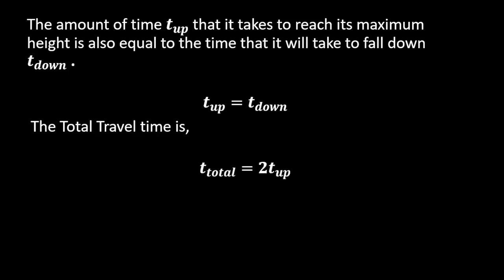The amount of time of an object in upward motion, or t up, is also equal to the time that it will take to fall down, or t down. Since the time to get up is equal to time to get down, the total travel time is t total is equal to 2 times t up, or t total is equal to t up plus t down.